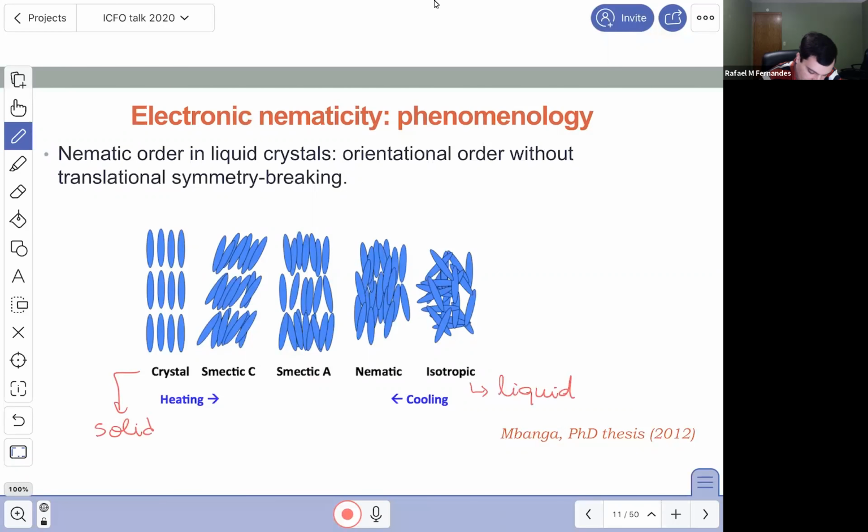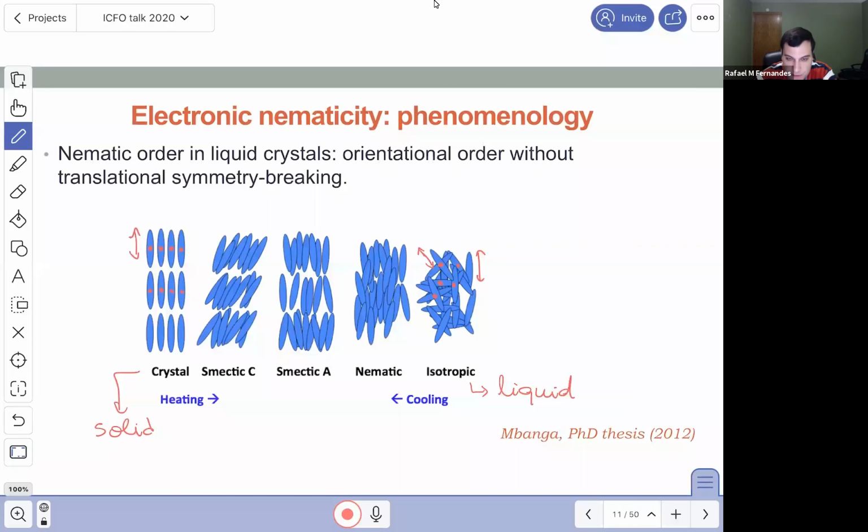In the solid phase, you see that the centers of mass of these molecules are not translationally invariant, right? You break translational symmetry as in a solid. And the orientation of these molecules is also fixed. You break both translational symmetry and rotational symmetry. In the liquid phase, you see that the center of mass now is completely disordered as in a liquid. And the orientation of the rods is also completely disordered, in the sense that I don't have a preferred axis where all the molecules point.